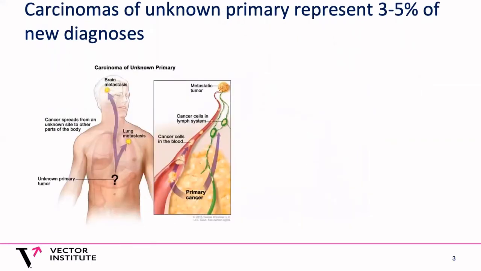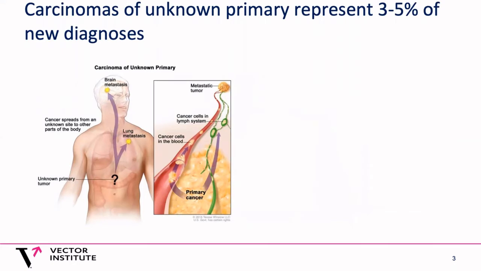Most of the time when a patient comes into the clinic and has metastatic cancer, it's obvious what the primary tumor is. But in about 3 to 5% of new cancer diagnoses, a patient will come in with metastatic cancer and no obvious primary. This constitutes a carcinoma of unknown primary and is about 50,000 new diagnoses per year in North America.